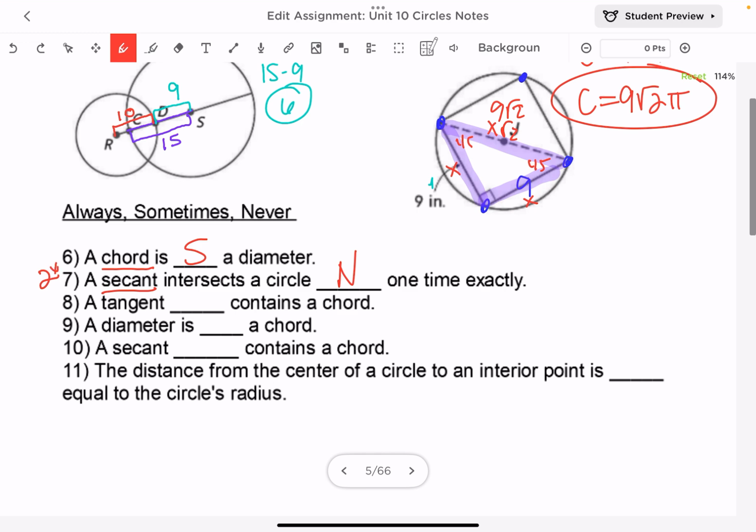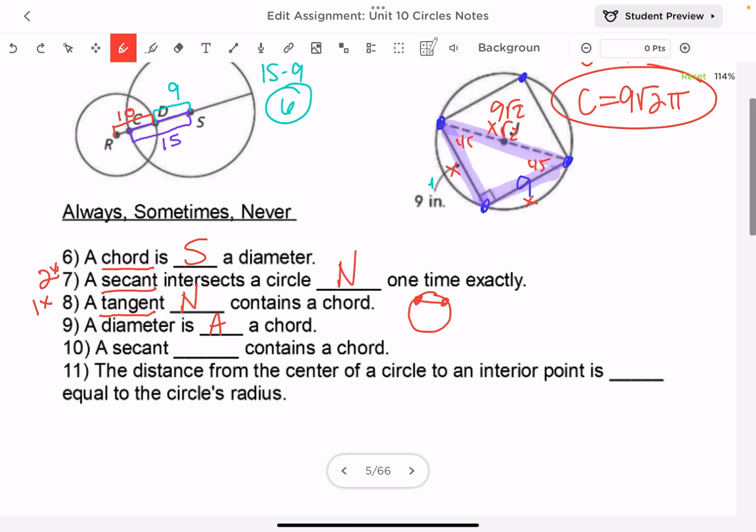Never, because a secant goes through 2 times. A tangent blank contains a chord. So remember, a tangent line intersects your circle 1 time. Okay, so to be a chord, just to remind y'all what a chord is, that is a chord. So there's no way a tangent could ever create that. So tangent never contains a chord. A diameter is blank a chord. A diameter is always a chord. Always has 2 endpoints on the circle.